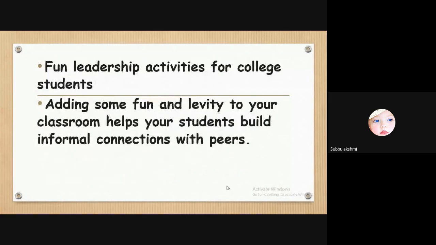Fun leadership activity. This adds some fun and levity, so it helps them build informal connections and informal conversation, which is very important. Let us not go formally; let us make them learn in an informal situation, because only then does learning happen. For us, only learning is important, so let them learn in an informal setting.